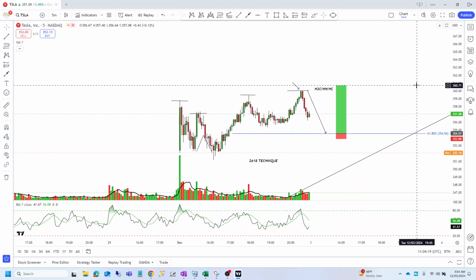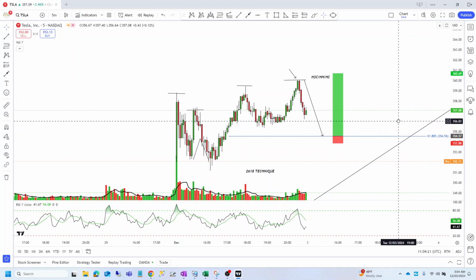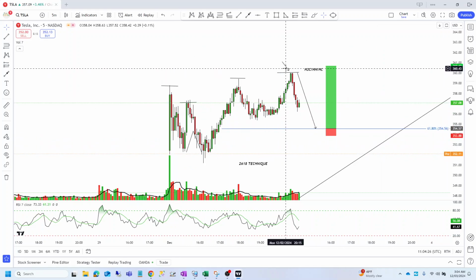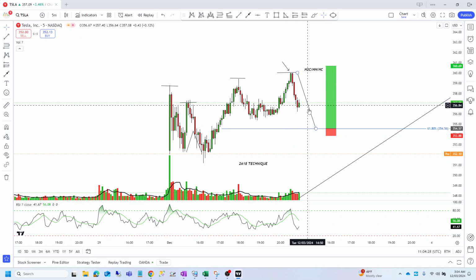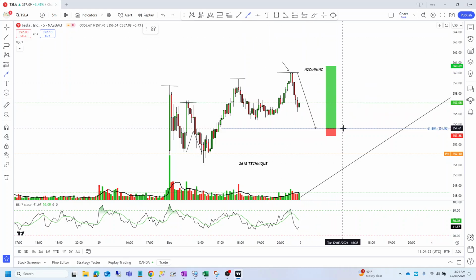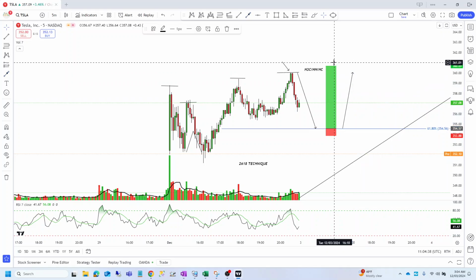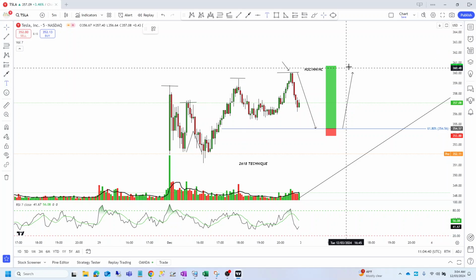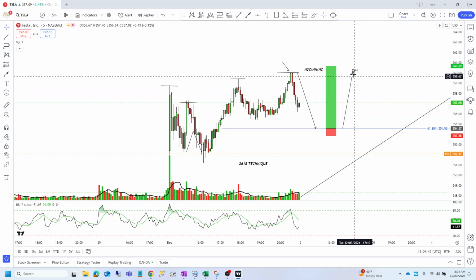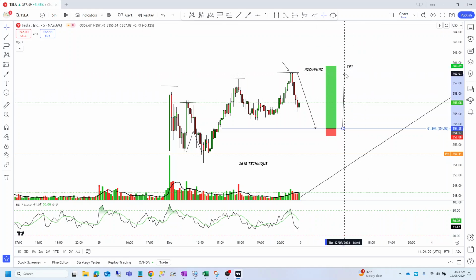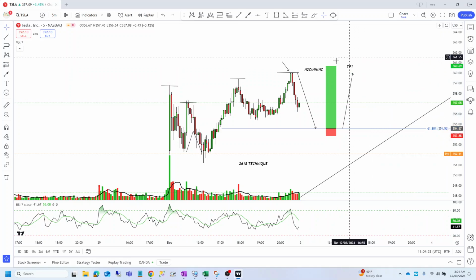But remember, I kept talking about that A to B is equal to CD. So we're going to do that again. So double bottom followed by a break and close beyond previous structure, followed by a 618 retracement, equals, okay, a retest of the high in which it came from for target 1, retest of where he came from, and then an extension.